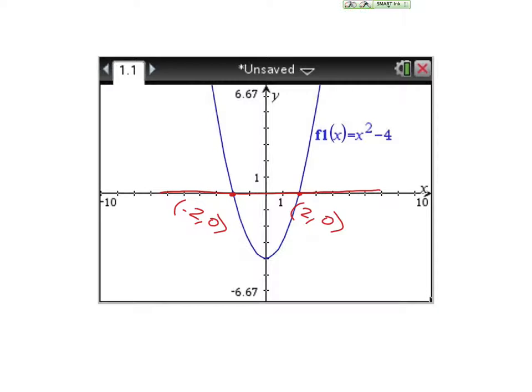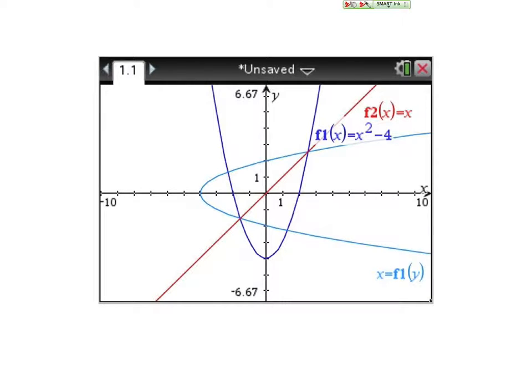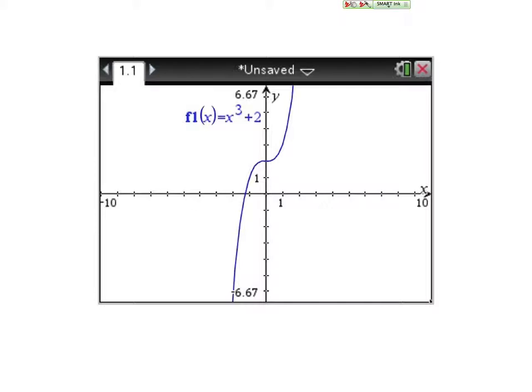So let's look at something that will pass. Okay? So as we said, this one is not going to have an inverse. What about this one? Yes, it does have an inverse. It passes the horizontal line test.